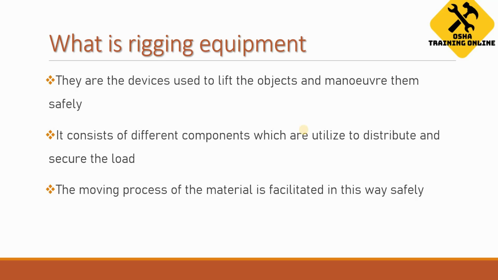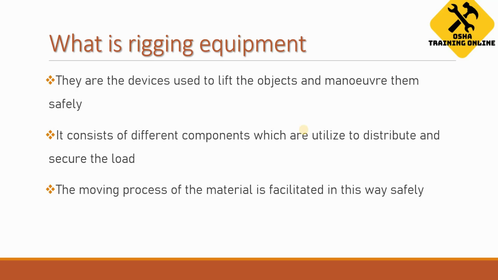They are devices which are used to lift objects and maneuver them safely. There are certain kinds of devices in safety which are used to lift other kinds of objects and materials which are heavy. Those devices and materials which are used to lift or hoist other heavy objects are called rigging equipment. It consists of different components, which are utilized to distribute and secure the load.